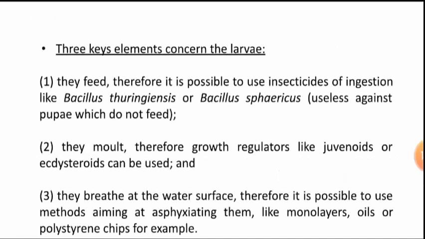3 key elements concern the larvae. Number 1, they feed, so it is possible to use insecticides of ingestion like Bacillus. Number 2, they molt, so growth regulators like juvenoids can be used. And 3, they breathe at the water surface, so it is possible to use methods aiming at asphyxiating them, like monolayer oils, for example.